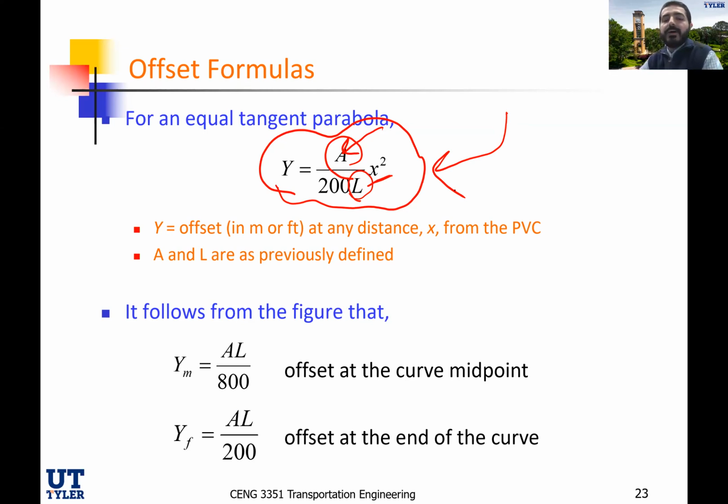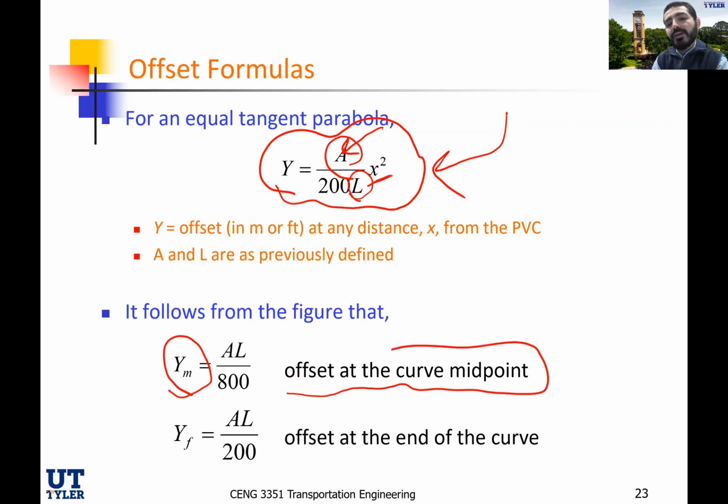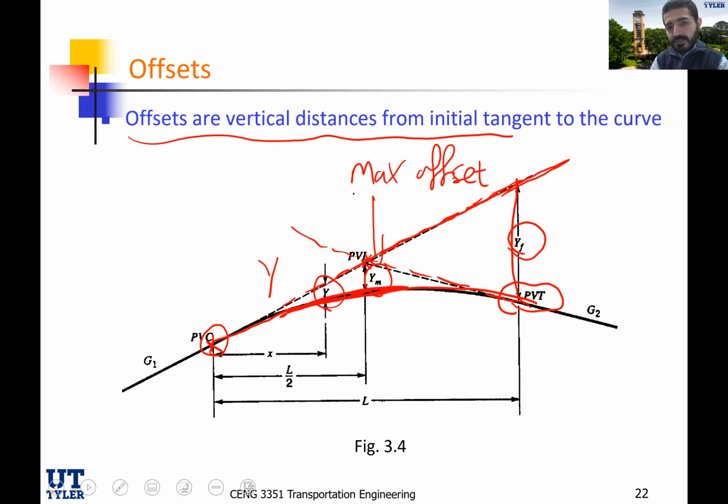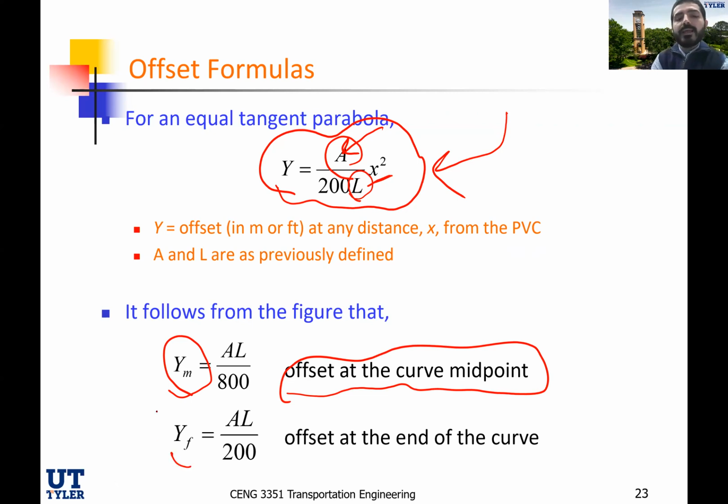This is the general equation that you can use to get the offset at any point along that vertical curve. But there are simplified equations for offsets at certain points of interest, which we typically report in any design project. Ym, this is the offset at the curve midpoint, which I just pointed out here. So this is the midpoint offset. And Yf, this is the offset at the end of the curve. Ym is AL over 800. Yf is AL over 200.